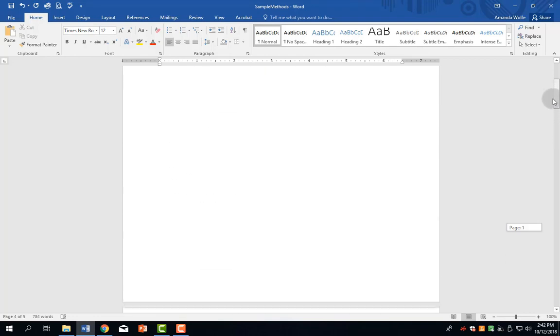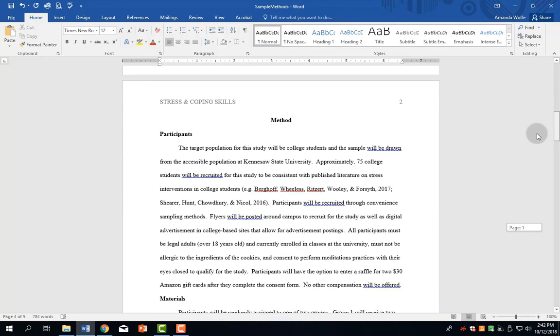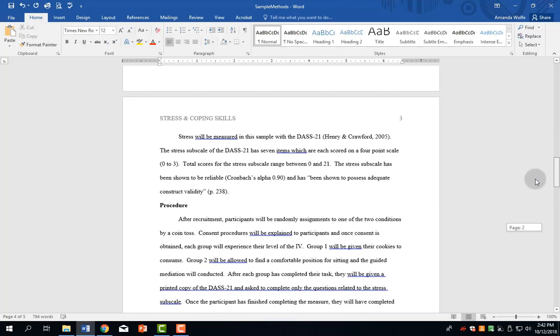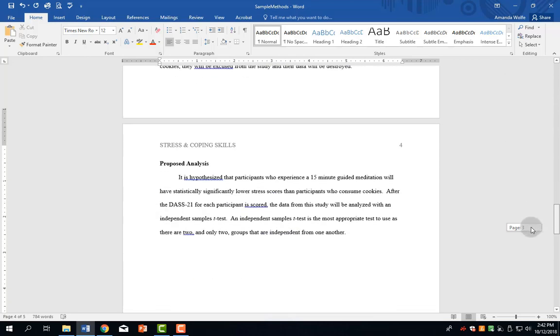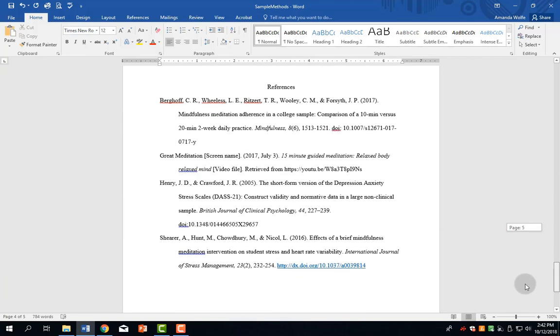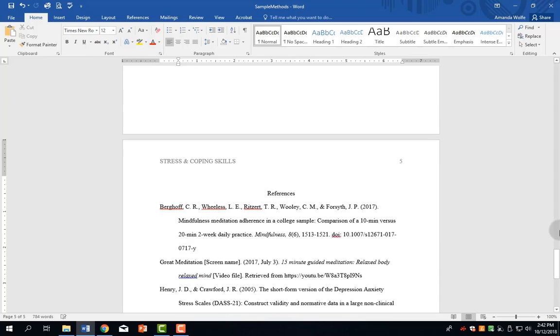So my methods draft has a correct APA title page. It has a participant subsection, a material subsection with 2 paragraphs, a procedure section with 2 paragraphs, and my proposed analysis subsection. I've also been keeping up with the references that I've been using. And other than removing that hyperlink, there we go, this reference section is also correct. And so now I'm ready to upload.